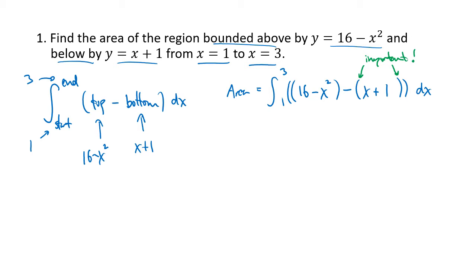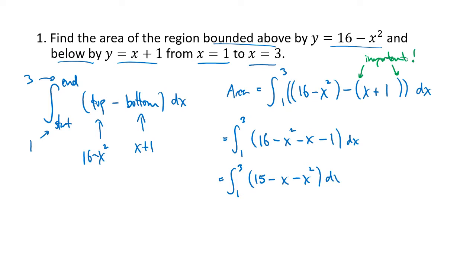All right, now we've just got an integral to do. So we're integrating from 1 to 3. If I distribute that negative, I've got 16 minus x squared minus x minus 1. If we had forgotten those parentheses, that would be a plus 1, and we wouldn't be getting the right integral. Collecting some like terms, I've got 15, because 16 minus 1 is 15, minus x squared, just putting things in power order there.